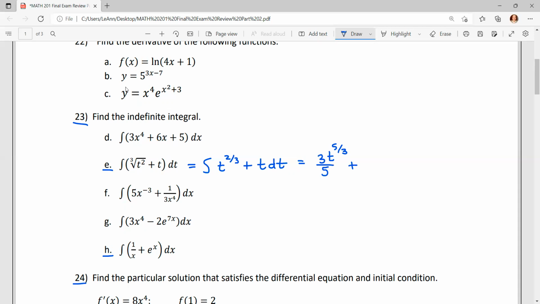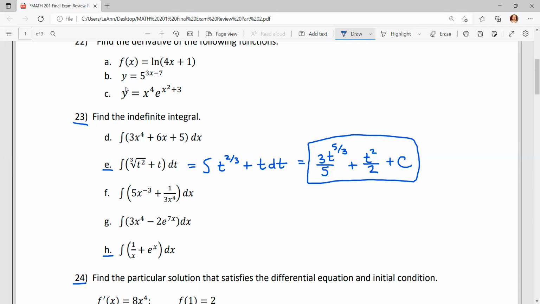Plus t to the first becomes t squared. You divide by the new power, so that's by 2. And then remember, this is going backwards. You're taking something and going to what it was before we took the derivative. So anytime you go backwards, you don't know if there was a constant that had fallen off after taking a derivative. So that's why we put the constant of integration, plus c. And that is required. You will lose points when doing an indefinite integral if you don't put the plus c at the end.